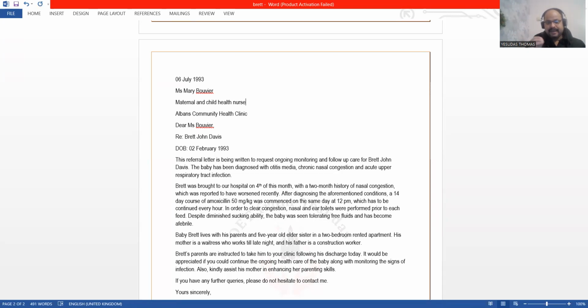And if you see any signs of infection or fever or something like that, just monitor it. Also, kindly assist his mother in enhancing her parental skills. So, these are the instructions towards the last. If you have any further queries, please do not hesitate to contact me. Yours sincerely, the nurse. Hope you must have understood this. This is not a complex letter. It's very easy to understand.